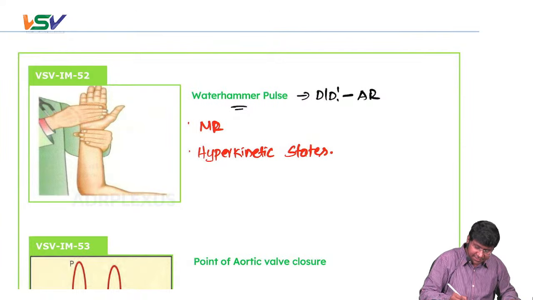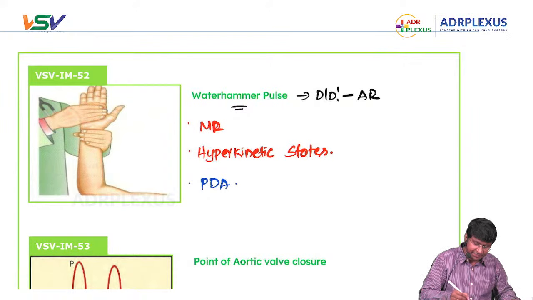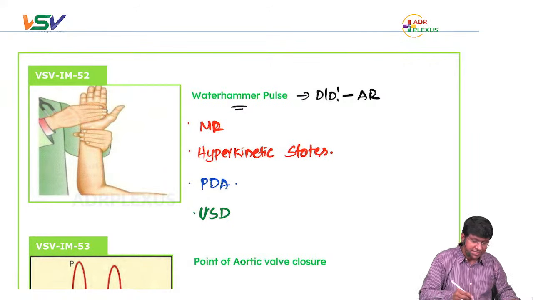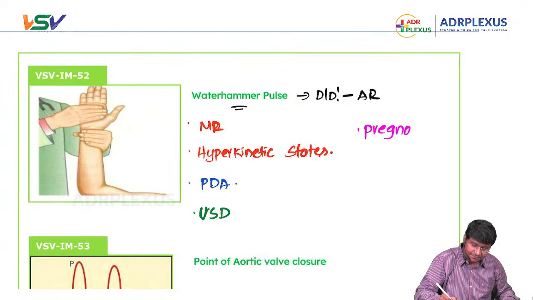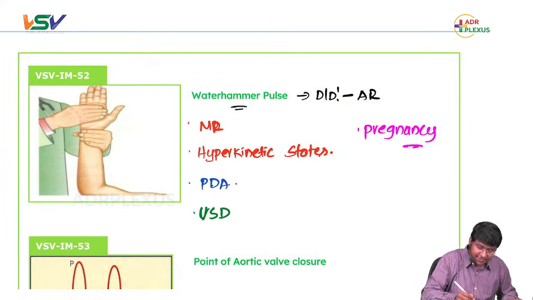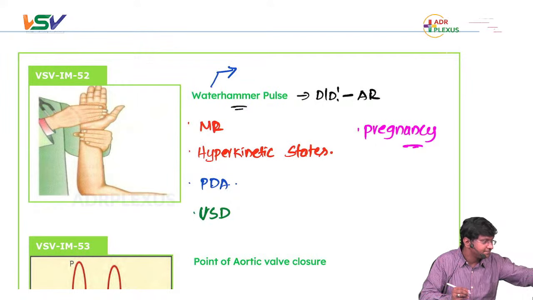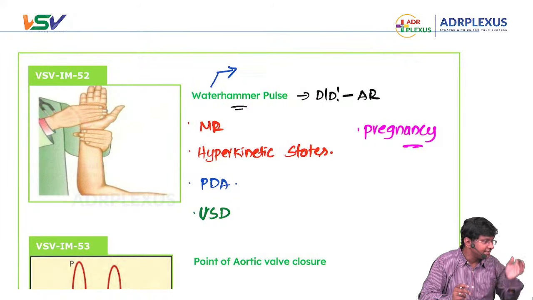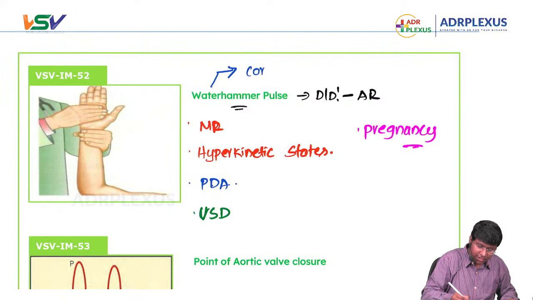This Waterhammer pulse is also observed in PDA, patent ductus arteriosus. VSD, you can have the Waterhammer pulse, and even in pregnancy you can have this Waterhammer pulse. So these are all the other conditions where you can have the Waterhammer pulse. What is another name for Waterhammer pulse? Right, this is also called Corrigan's pulse.